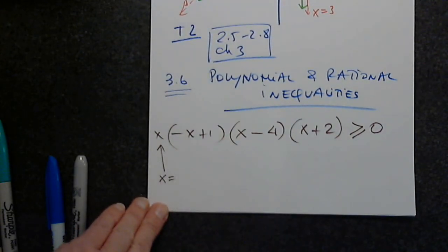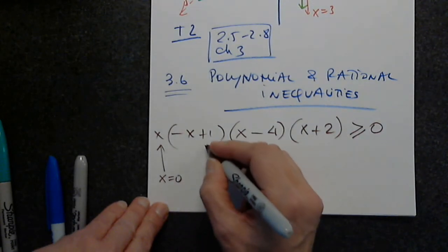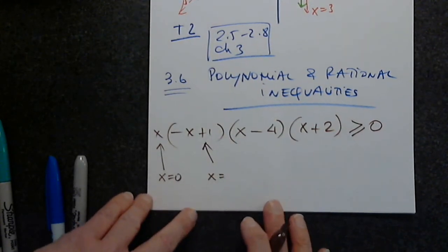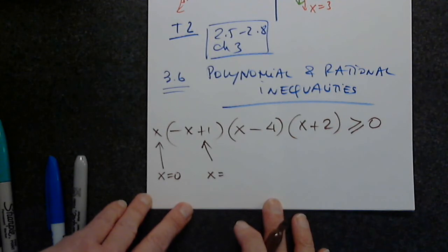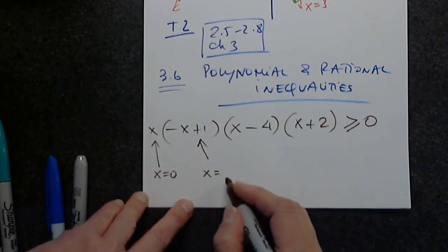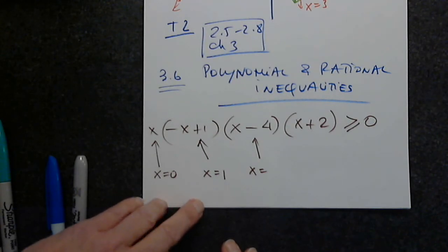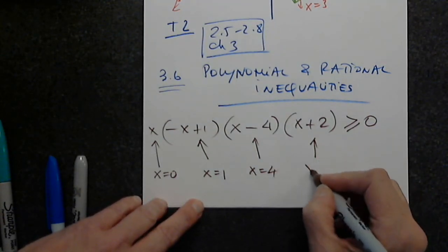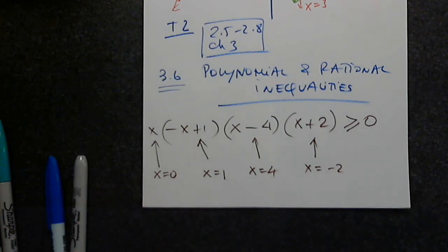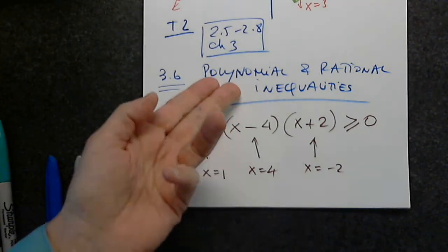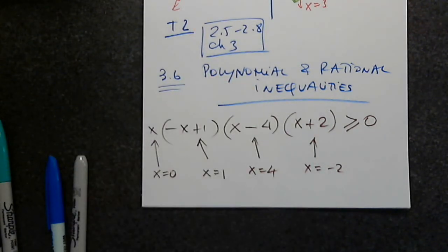So when will this be 0? When x is 0. When will this be 0? When x is 1. When will this be 0? When x is 4. When will this be 0? When x is negative 2. So what did we do? First of all, we established what it is. We know it's an inequality. We know it's a polynomial. We know it's a polynomial inequality of degree 4. We accept that statement? Very good.